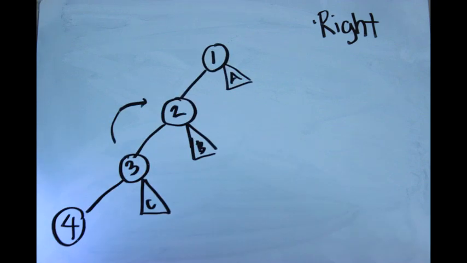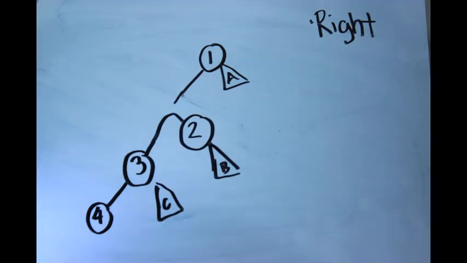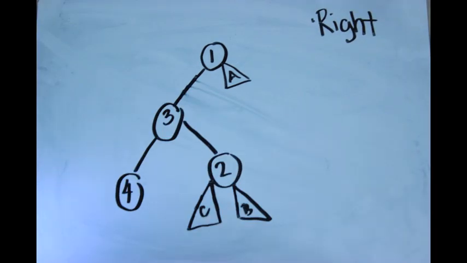In this figure, again, we want to bring down 2 and bring up 3, just like in left rotation. Again, you can see how C breaks off from 3 and attaches to 2. Now, we're going to see when to use what kind of rotation.